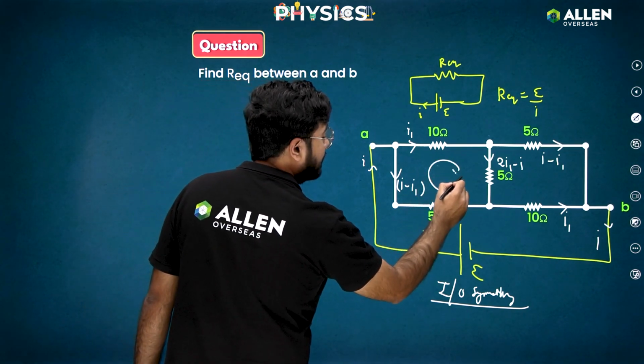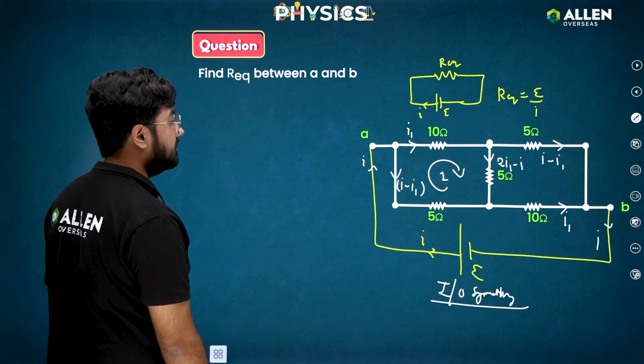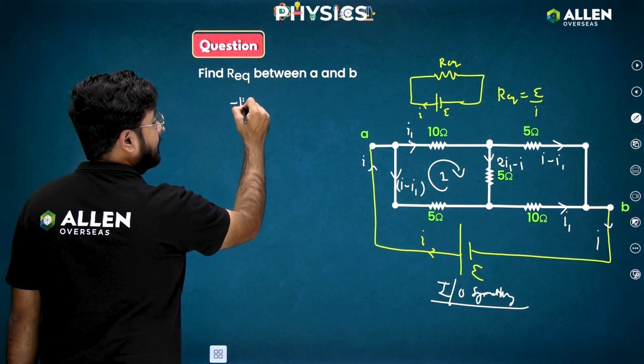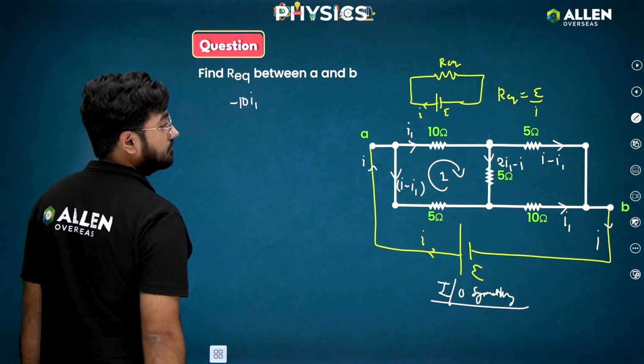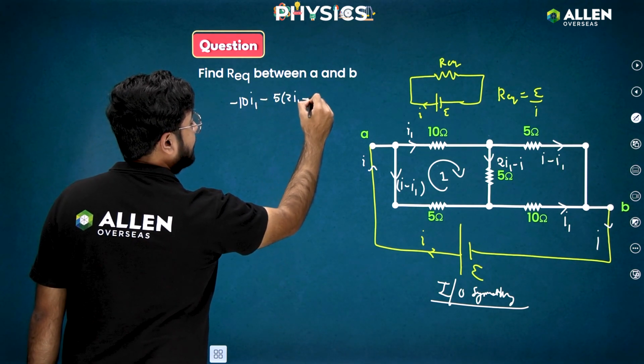Apply KVL in this branch. So from KVL I can write minus 10 I1 minus 5 times 2 I1 minus I.